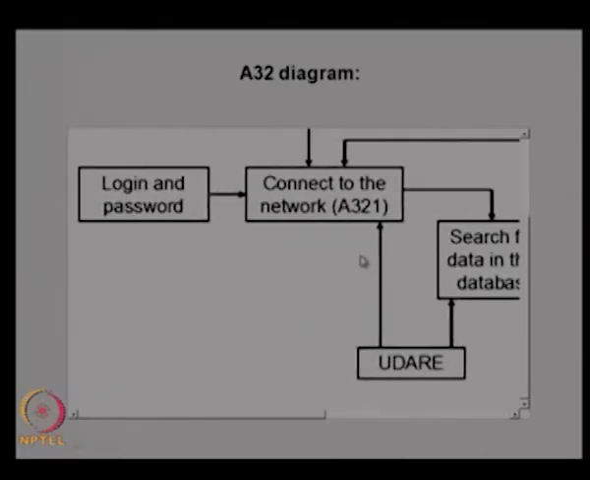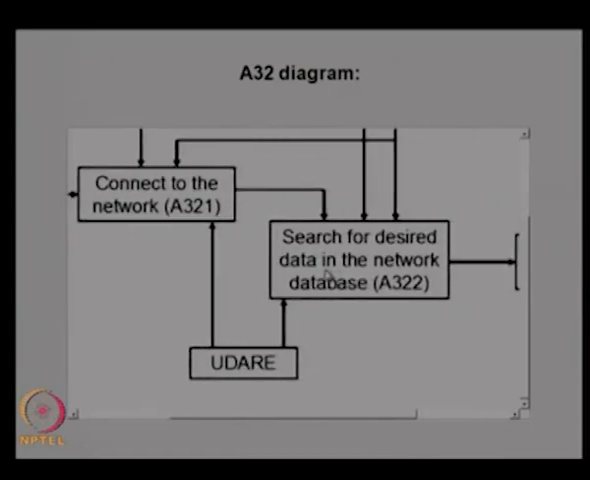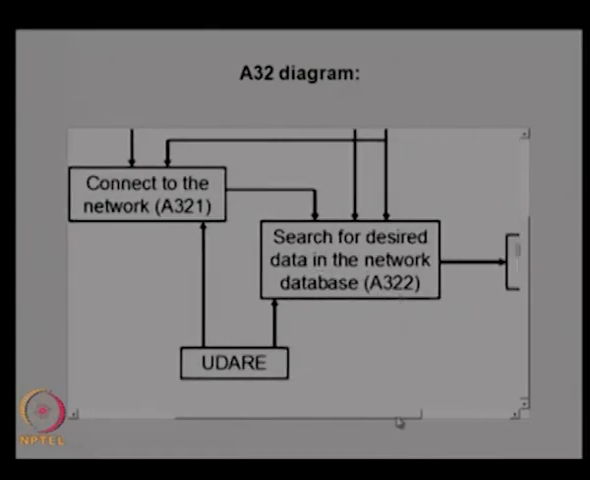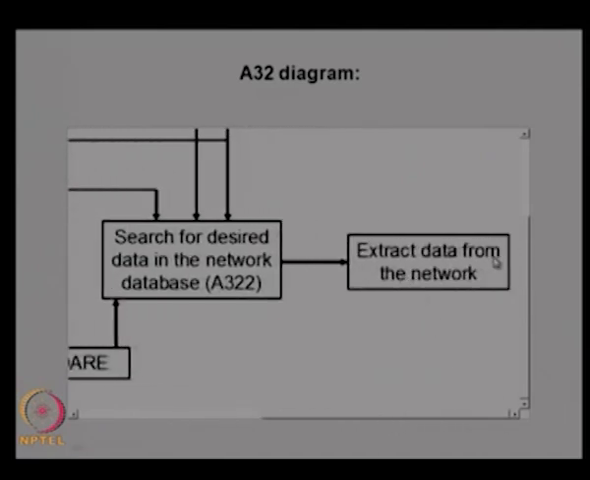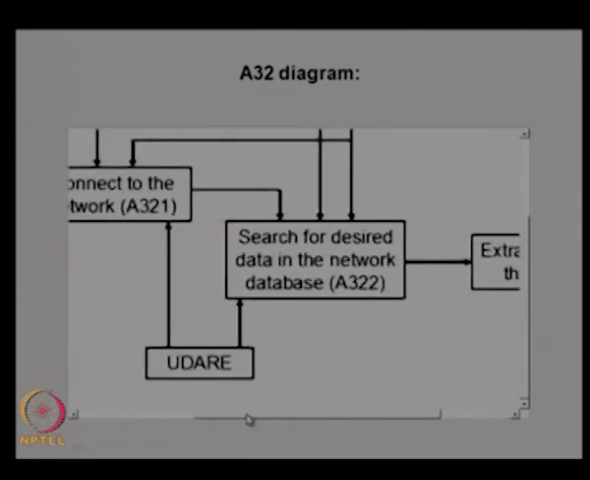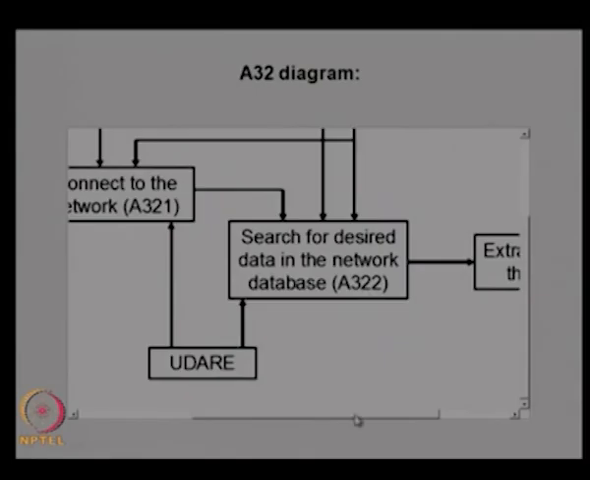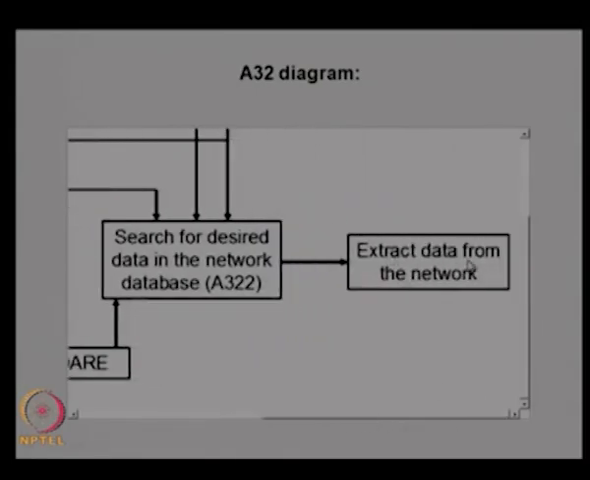And this shows the decomposition of A32 function. So, A32 function the input is login and password, then it connects to the network, searches for desired data in the network database and then provides the data output. So, A32 will be having two sub functions A321 and A322 and that will be providing the extracted data from the network to the next function.